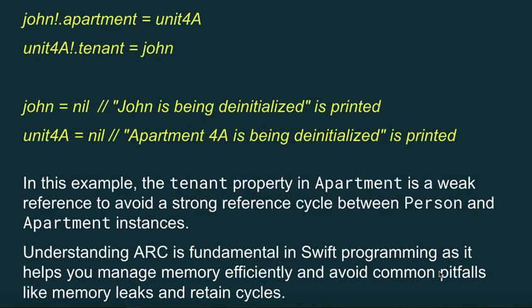john = nil. "John is being deinitialized" is printed. unit4A = nil. "Apartment 4A is being deinitialized" is printed.